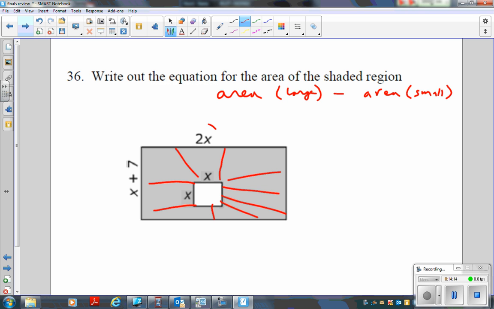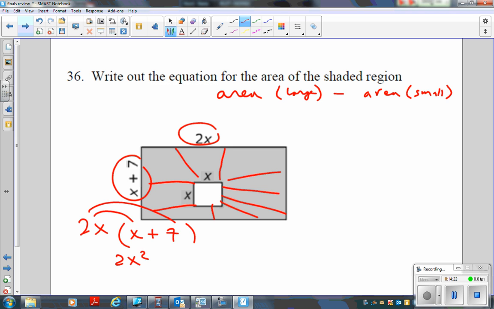All right, the large area, you're going to have to multiply these two things together. That's 2x times x plus 7. And if you use the distributive property, that gives you 2x squared plus 14x. That's the first one.